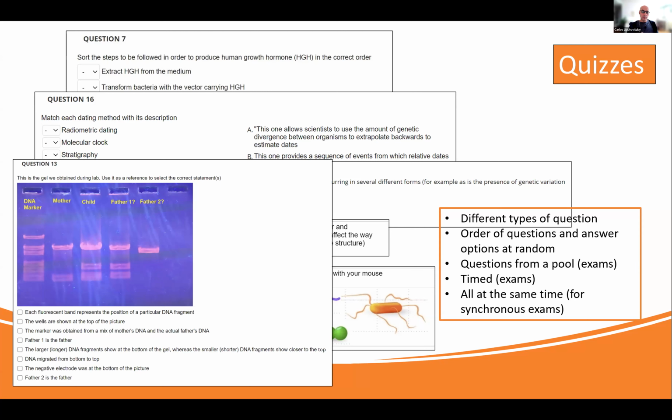So basically, I use different types of questions. I order the questions and the answers at random. The questions are drawn from a pool. So for every content or concept or term, I have a couple of questions. They get a random selection of questions for the exams, not for the quizzes. In the quizzes, everybody does the same. I give exams time, and for the synchronous exams, they're all supposed to take it at the same time.